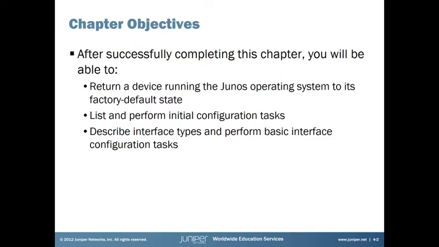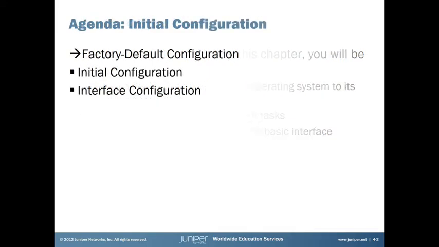We're going to look at how we return a device running the Juniper operating system to its factory default state. Why would you do that? Maybe you're going to sell it on eBay, something like that. Then we'll list and perform initial configuration tasks, describe interface types, and perform basic interface configuration tasks. So we'll get into that.